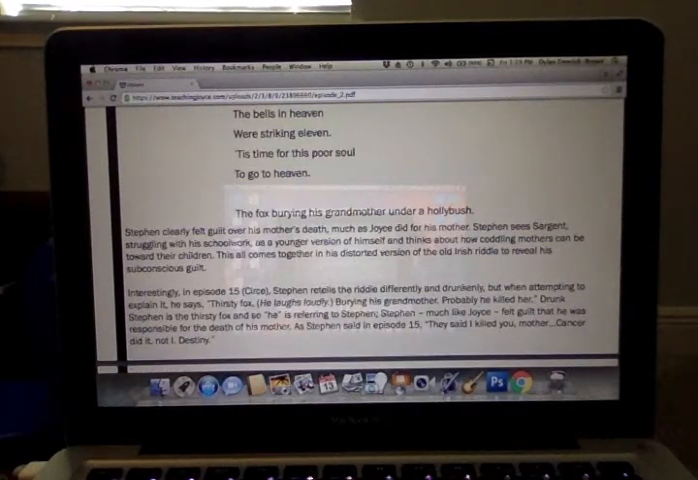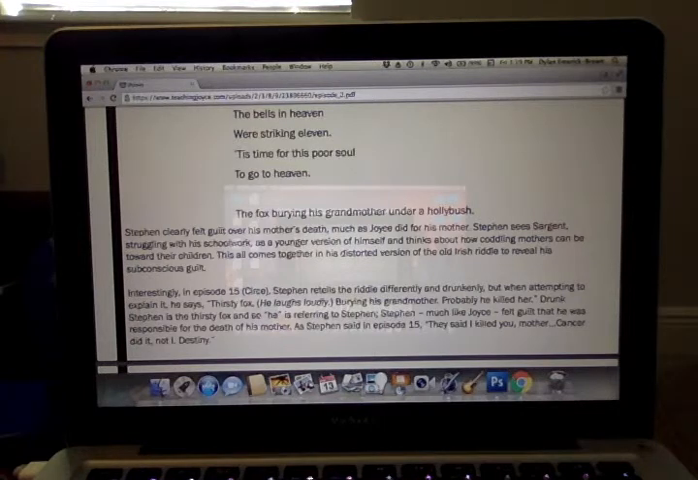So here you go. Stephen clearly felt guilt over his mother's death, much as Joyce did for his mother. Stephen sees Sargent struggling with his schoolwork as a younger version of himself and thinks about how coddling mothers can be toward their children. This all comes together in his distorted version of the old Irish riddle to reveal his subconscious guilt.